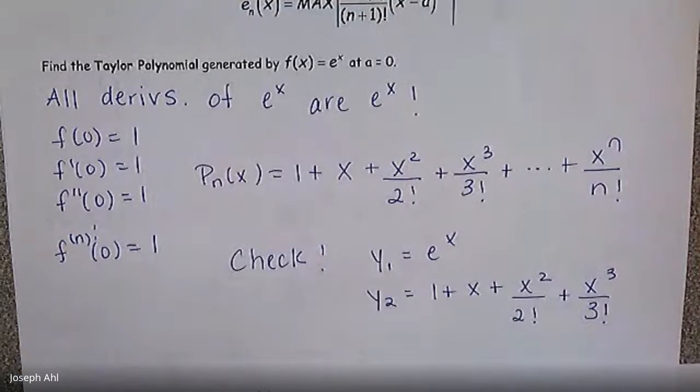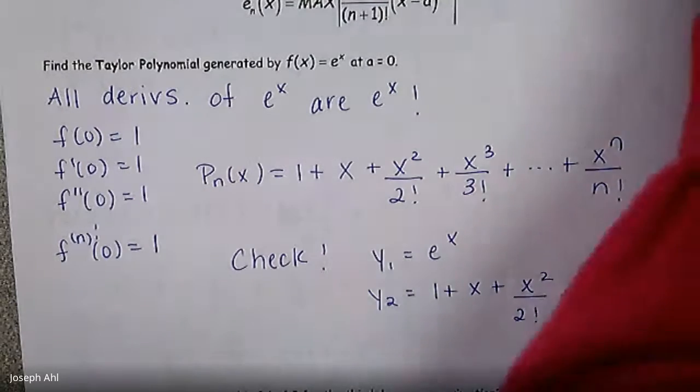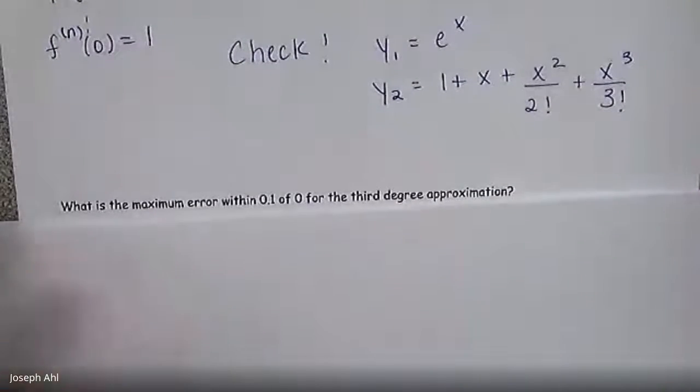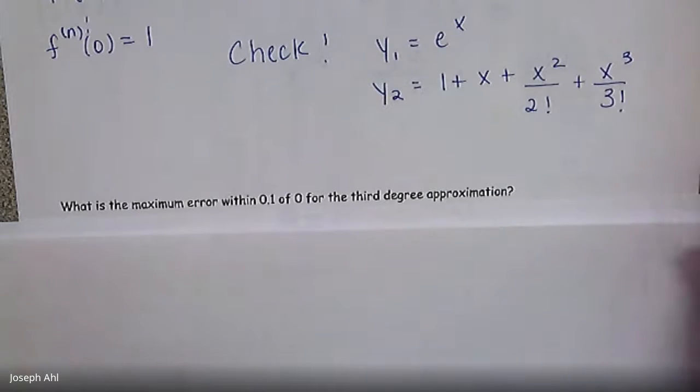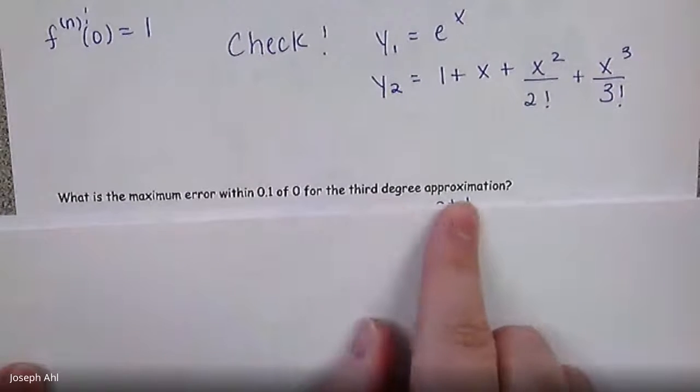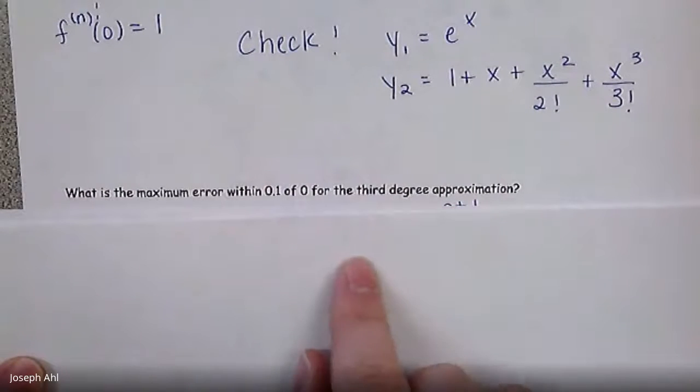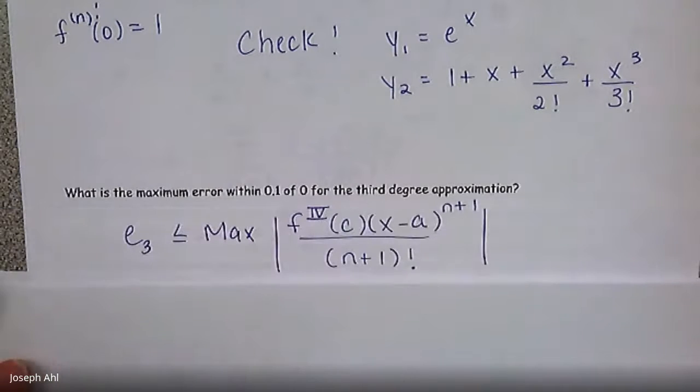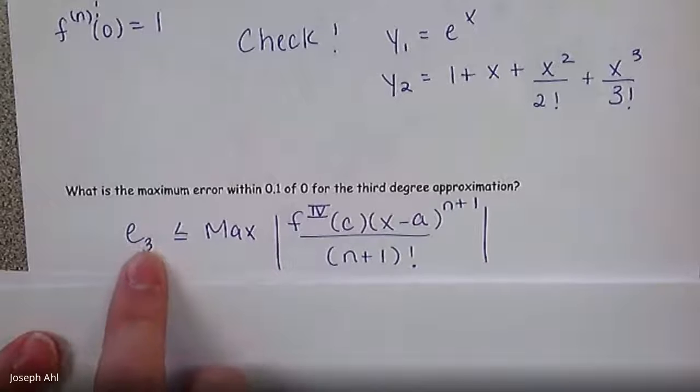All right. Well, the next question down below says, what is the maximum error within 0.1 of 0 for the third degree approximation? So we have to sort of cut this off at a certain point if we want to determine error. And if we're looking at this for a third degree approximation, then the max error is going to depend on the fourth derivative. So here's what the error looks like for a third degree approximation. So notationally, e sub 3 is what we're looking at here.